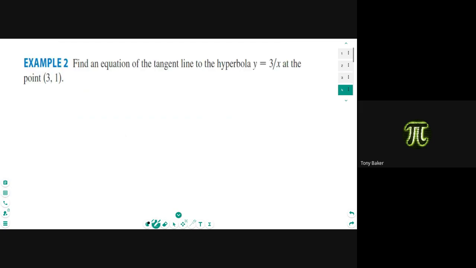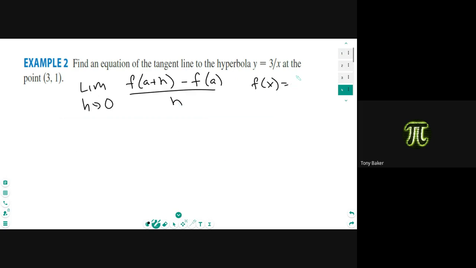So let's use it to do this. I'm just going to write the problem again anyway, so you guys will still see. The limit as h goes to 0. All right, so f of x is 3 over x. My point, so that's a, and that's f of a.